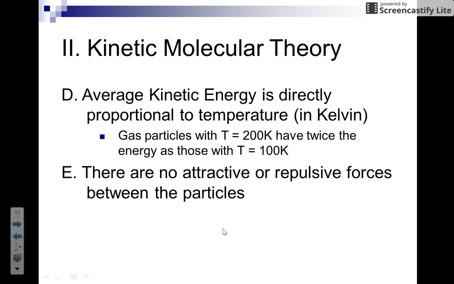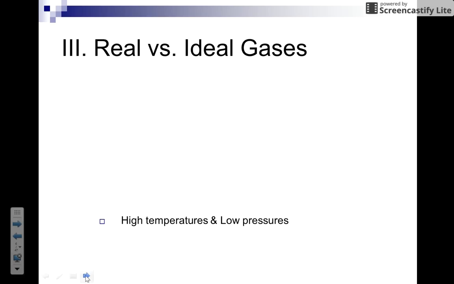The last part of the kinetic molecular theory states that there are no attractive or repulsive forces between the particles. So if they collide with one another, they will transfer their energy and bounce off of one another. But they're not going to attract to one another and stick together, say like a magnet. And they're not necessarily going to repel one another. If they happen to collide with one another, they will simply bounce off and ricochet off and continue on their merry way. So that's the 5 parts of the kinetic molecular theory.